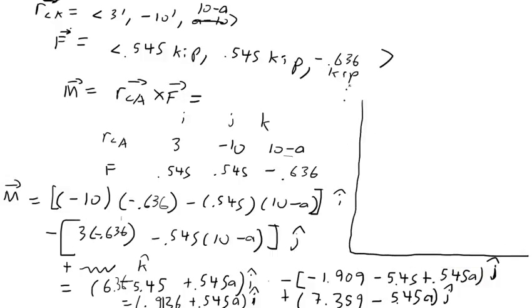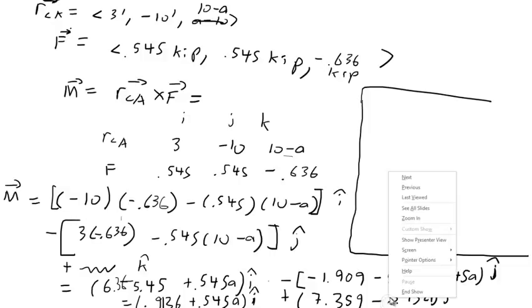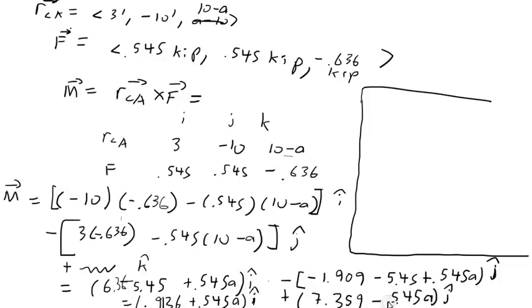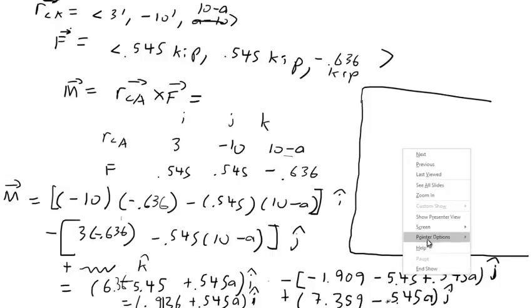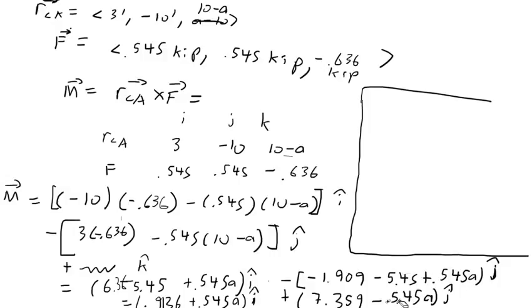It's not. I think it's 0.545a, right? Actually, yes, sorry, 0.545a. Keep missing the decimal places on these. 7.35 is basically 1.909 plus 5.45.